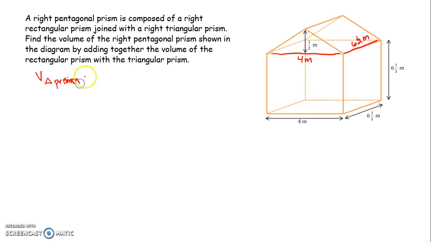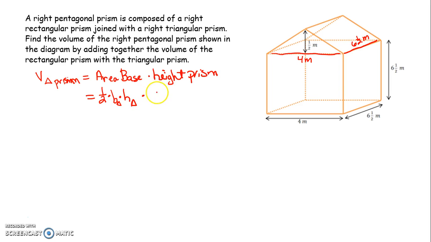For the volume of the triangular prism, we need to take the area of the base times the height of the prism. So our base for our triangular prism is a triangle, so it's going to be 1/2 times the length of the base of the triangle times the height of the triangle, and then to that we'll multiply it by the height of the actual triangular prism, and this will be the height. Once you find the area of the base, you just multiply it by that height.